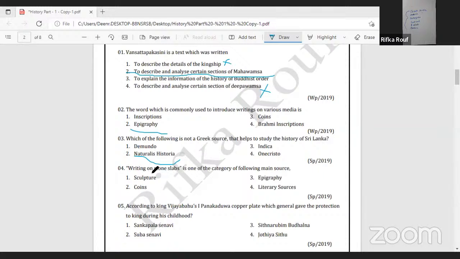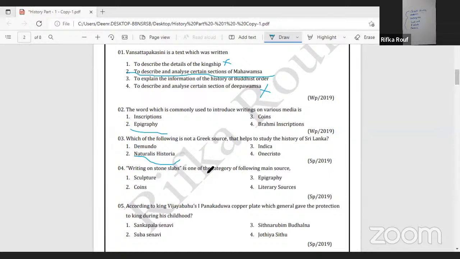Next, writing on stone slab is one of the categories of the following main sources: sculpture, coins, epigraphy, literary sources. So it should come as Istika, my dear. It's not Indica. There is a small typing mistake. It should be Istika. Okay, right.